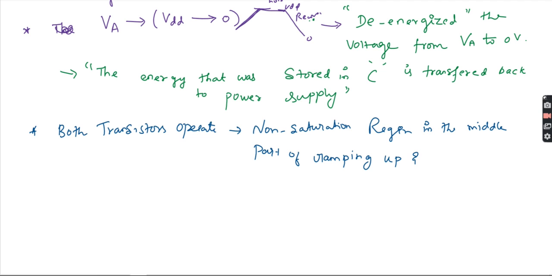Then up and down, the range is between VTP and VDD minus VTN. Initially the NMOS will be on and it remains on till the output reaches VDD minus VTH. On the other hand, the PMOS will be turned on when the ramp voltage attains the threshold voltage, and it remains on till the maximum value. So this is all about the adiabatic amplification.